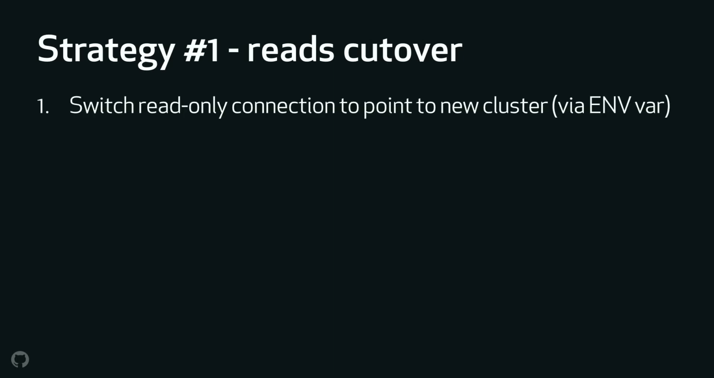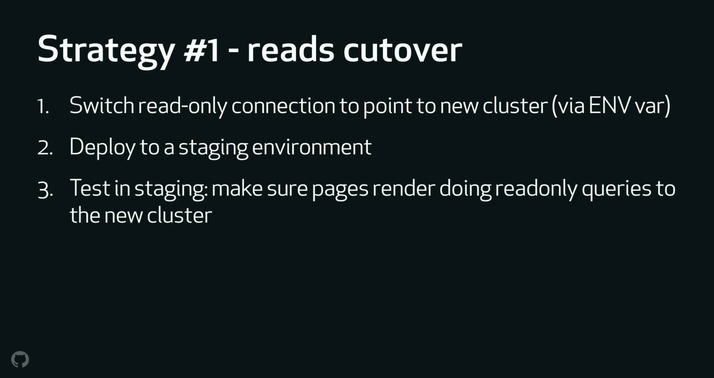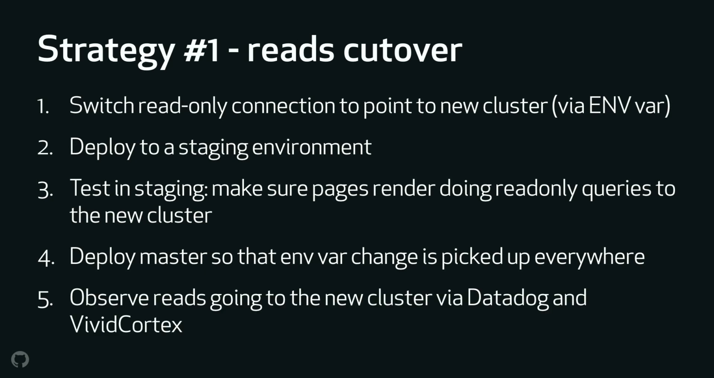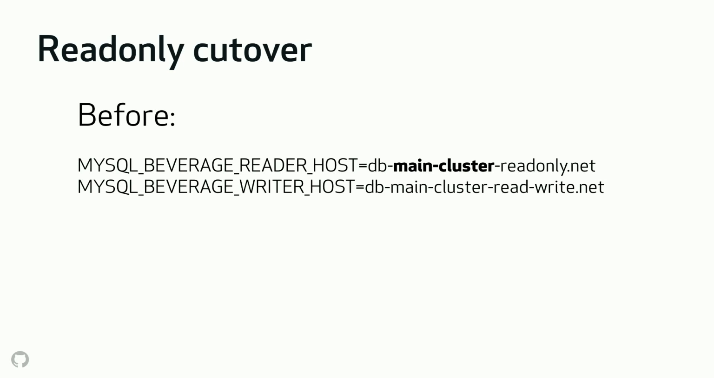So now for the actual cutover. The first step was to switch the read-only connection to point to the new cluster. We did this by changing that environment variable that I mentioned. Then deploy to a staging environment and test in staging. We could make sure that pages were rendering, and we could hit the API there and make sure that those read-only queries were hitting the new cluster. Then deploy to master, so that the environment variable change is picked up everywhere. And then we could make sure via Datadog and VividCortex that all of the read-only queries at this point are going to the new cluster. So all set for reads.